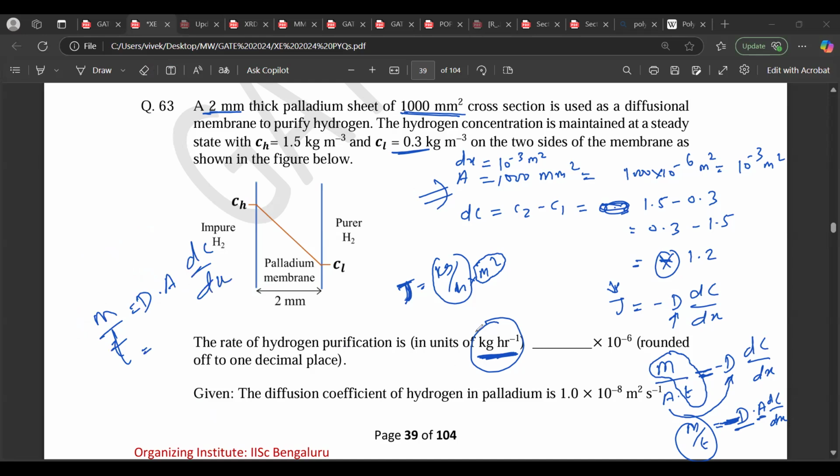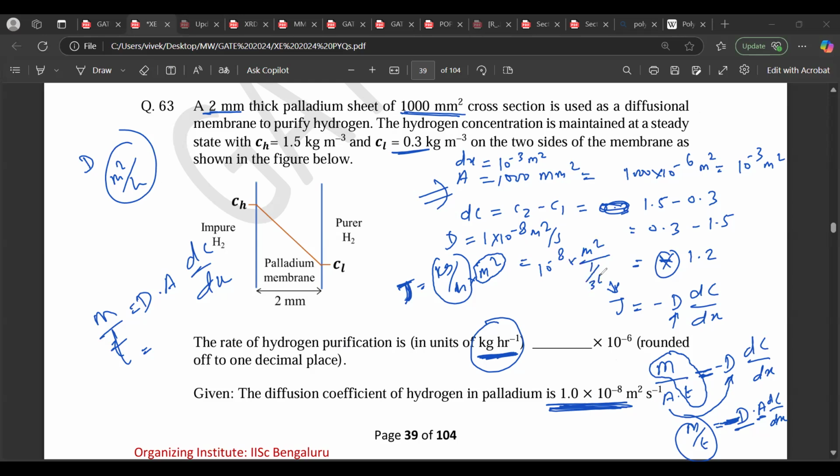Your D is already given. See also the unit of D, guys. Unit of D, this is also a trick. Everything is in hour, so I put D unit in meter square per hour, right? It is given in meter square per second. So I should write here D is given, which is 1 into 10 power minus 8 meter square per second. I'll convert into per hour. So 10 power minus 8 into meter square, and second is nothing but 1 by 3600 hour.